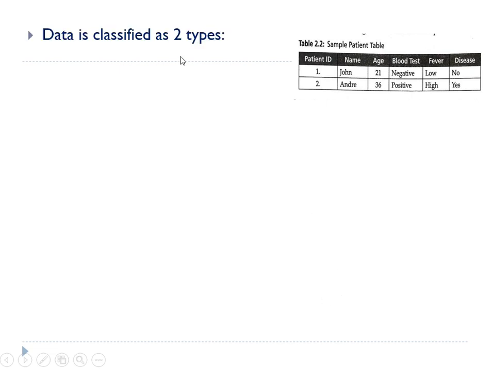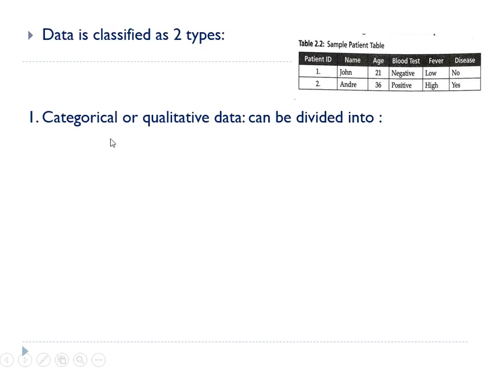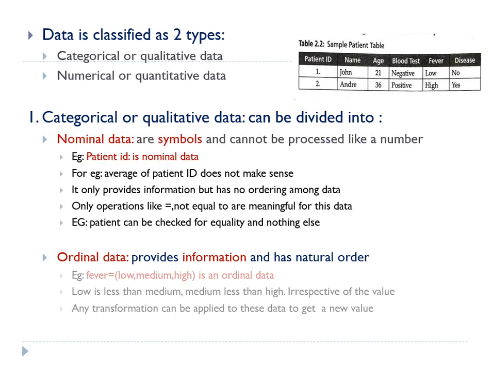First one, categorical data. Categorical data is also called qualitative data. As I told you, it can be classified further into nominal data and ordinal data. What is nominal data? Nominal data is data which will have some kind of symbols. It cannot be processed like a number. It will have symbols; there will be no number here.